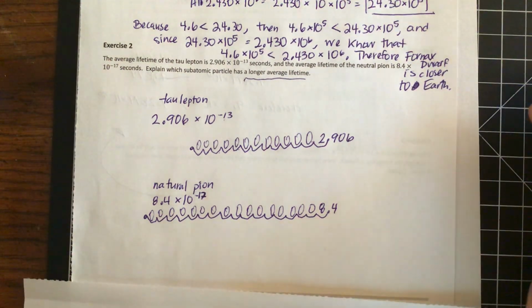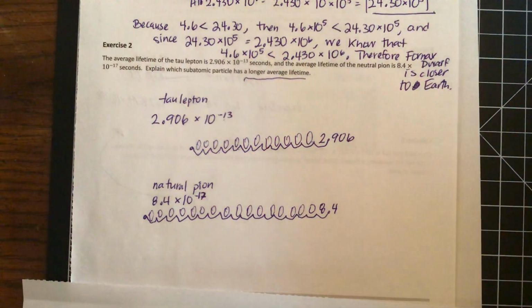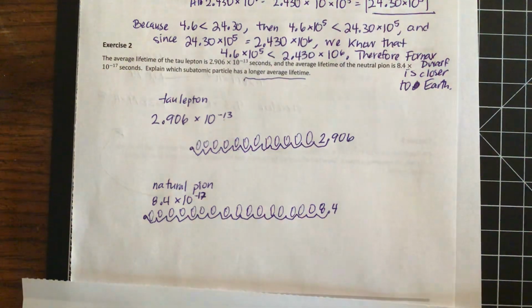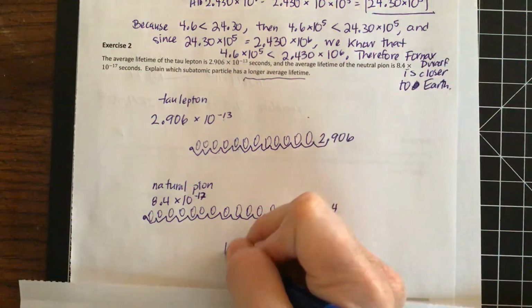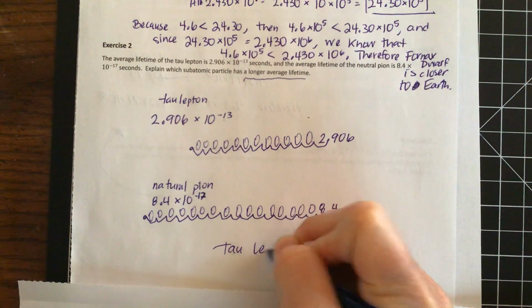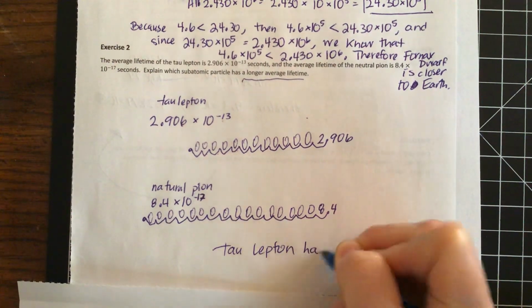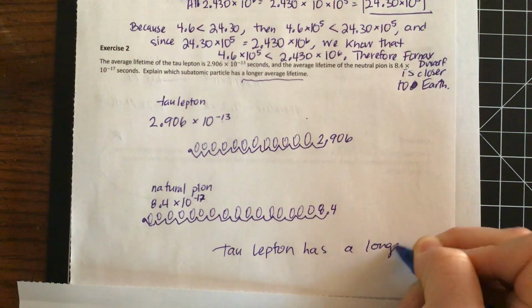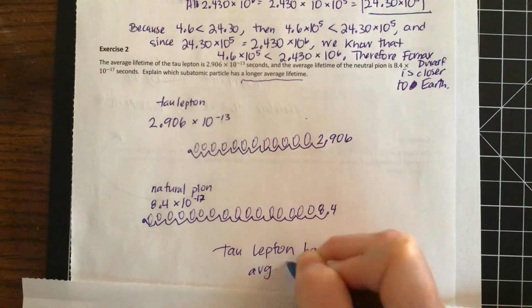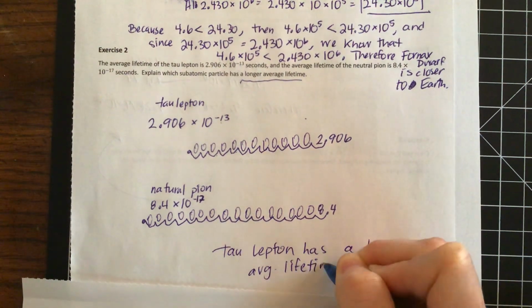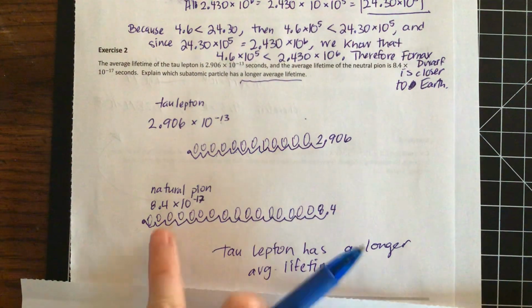So what you would want to say for this one, sorry, I lost my place, is the tau lepton has a longer average lifetime. Yes, it's still very small, but this is smaller.